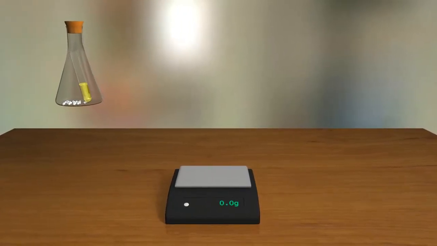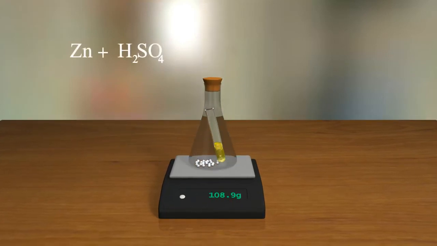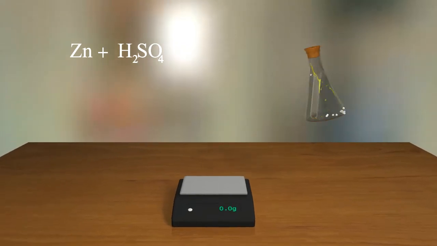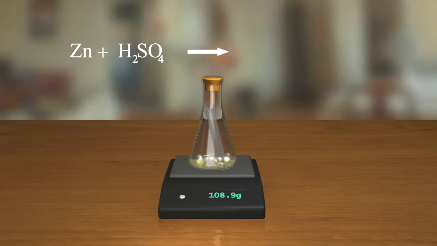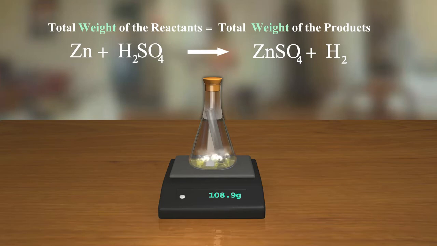To observe the law of conservation of mass in a chemical reaction, zinc granules and sulfuric acid are weighed together before reaction. Then they are mixed to react, producing a white precipitate of zinc sulfate and hydrogen gas. The weight of the products was measured. It is observed that the total mass of the reactants as well as that of the products of the reaction remains the same, as per the law of conservation.